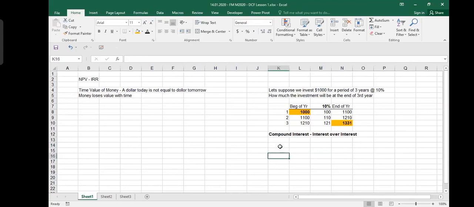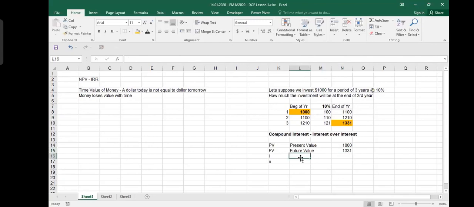Now, what we need to understand here, we have a few terminologies. We call it present value, we call it future value, and we call it I, and we call it N. What are these things? Let's define them. So this is called present value, and in our case, it was 1000. FV is your future value. And in our case, it is 1331.